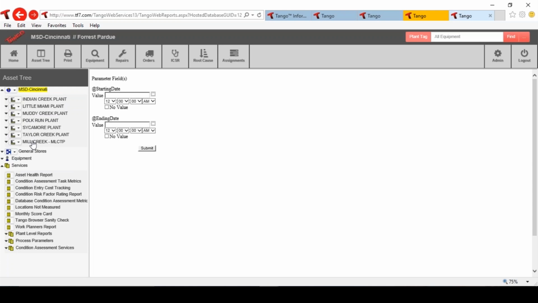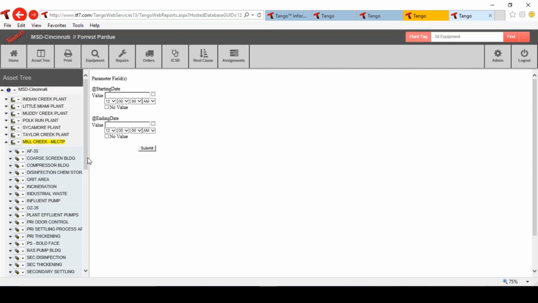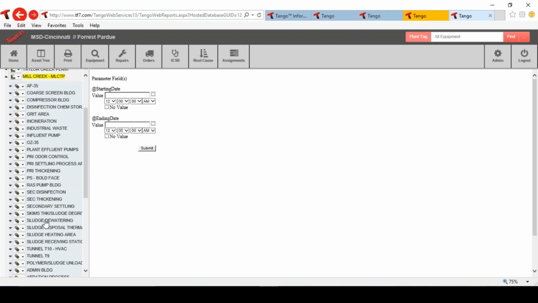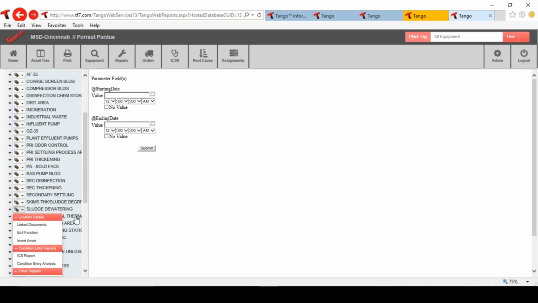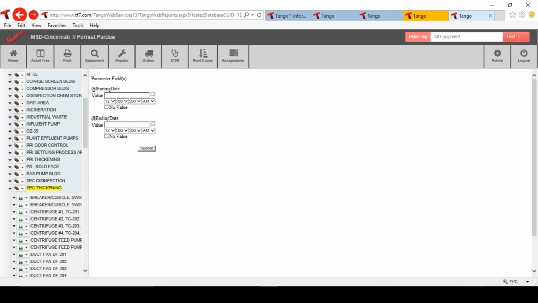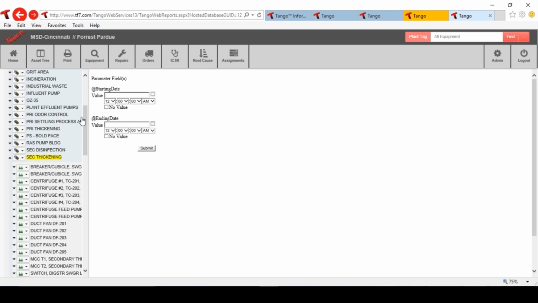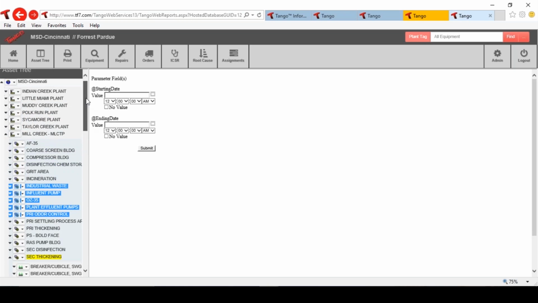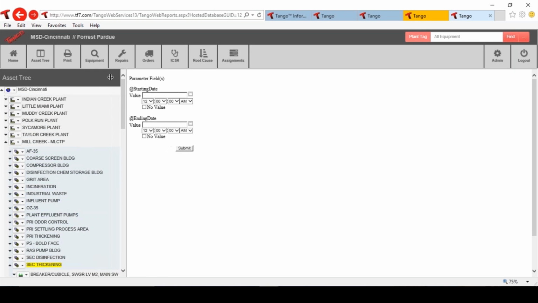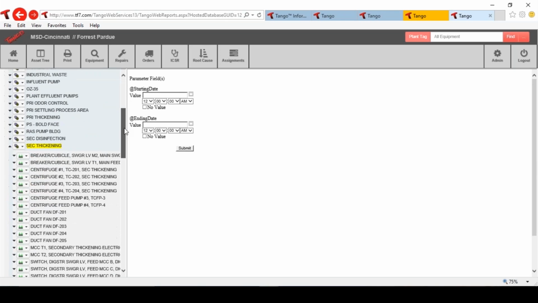I saw them at this MSD, Municipal Sewer District facility. We'll go to Mill Creek. We'll pick one of the areas. Sludge dewatering is as good as any. Nope, that's not all that good. It's only got 1 asset. Let's find one with a few more assets than that. All right. Well, guys, fighting with my computer here. Try that again. There we go.